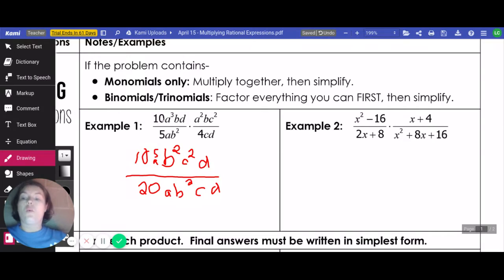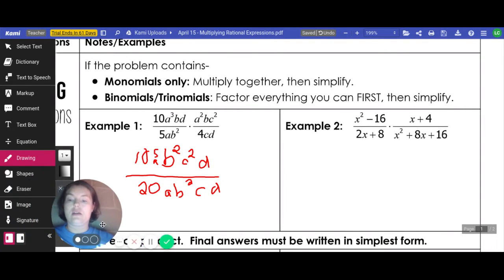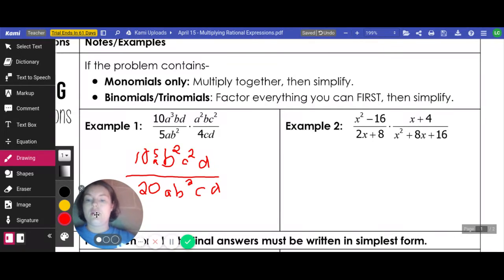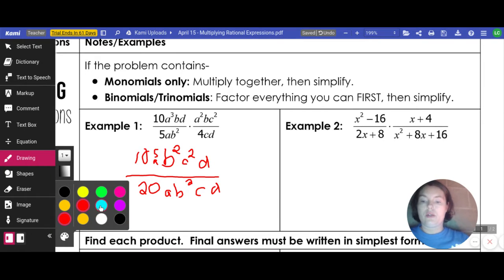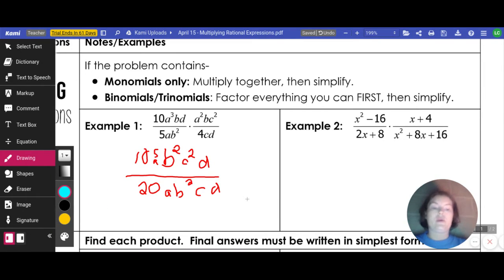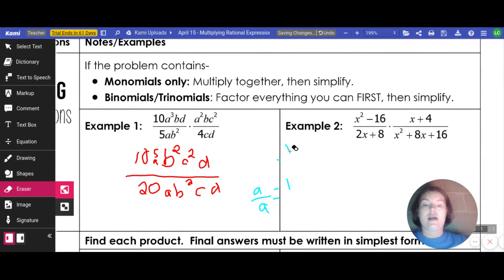All right, now what we're going to do after that is, let me change my color here. I'm going to change it to blue. What we're going to do now is I think of it as canceling out. Remember that anytime you have a number over itself, like 2 over 2, that equals 1, right? Same thing goes with variables. If you have a over a, that equals 1, because whatever a might stand for, if you have that number over itself, it's going to cancel out to be 1. So let me erase that real quick.